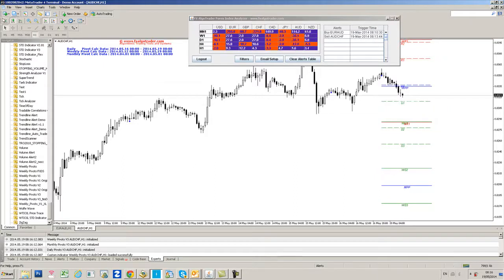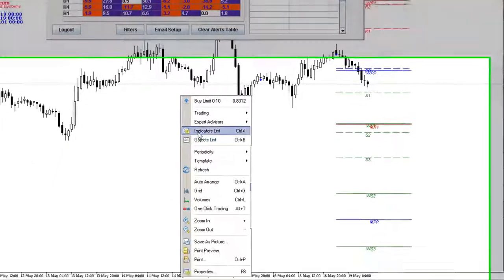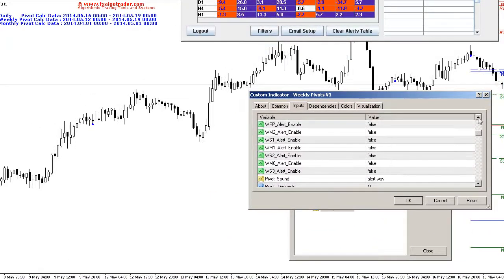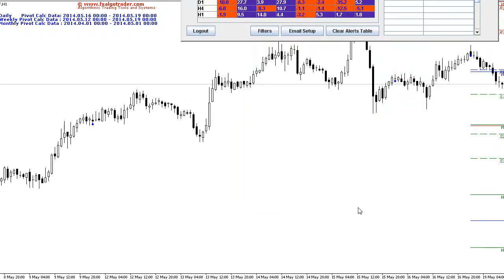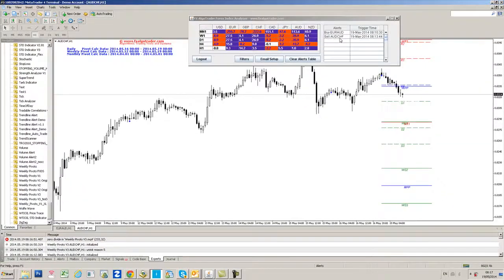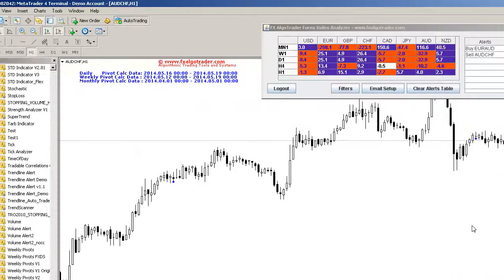What we would anticipate is this area should act as resistance, so in exactly the same way we can set a pivot alarm around the weekly pivot level, which is the first one to come to. So we just go down to WPP, alert enable, true. That's it. Basically you can add more pivot enabled alerts around any pairs which are identified by the index analyzer, but essentially until we get another alert on the index analyzer or until one of our pivot alerts is triggered, that's it. You can go and do something else.